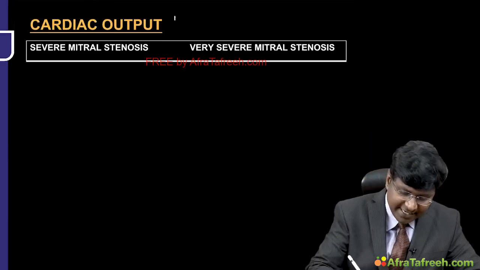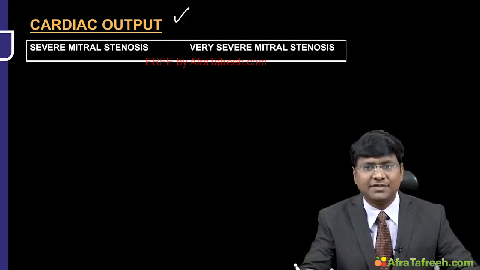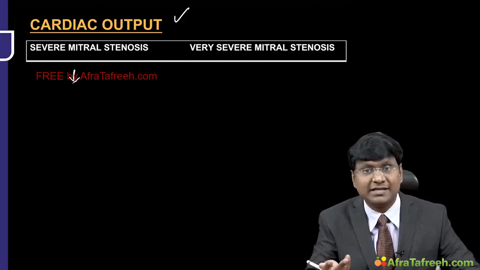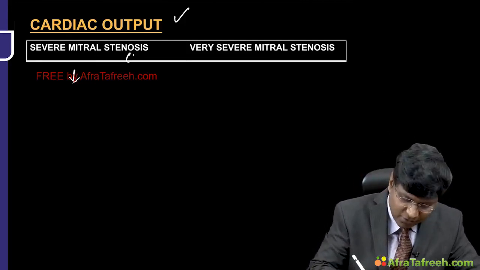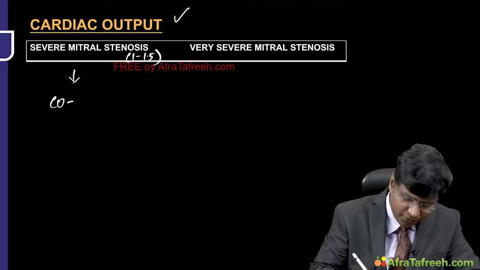Now, how will the cardiac output be in patients with mitral stenosis? It completely depends upon the severity of the mitral stenosis. So you take severe mitral stenosis where the valve area is around 1 to 1.5 centimeter square. Here the cardiac output will be normal at rest.